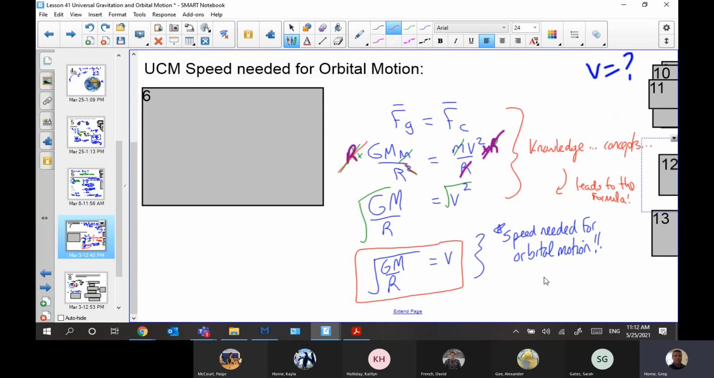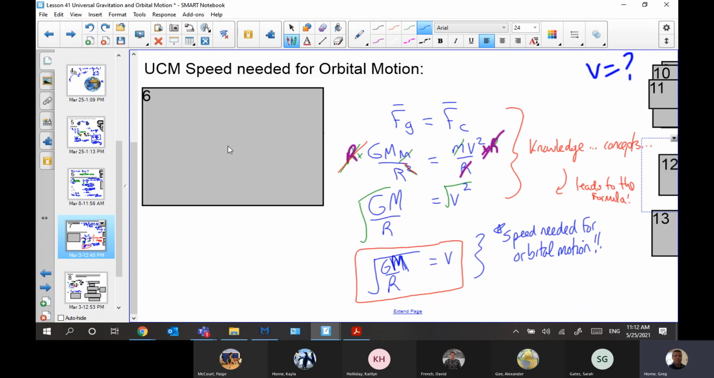there's your speed for orbital motion, which is a pretty slick result, right? Root of GM over r. So if you have a different planet, this is a capital M in here. Try to make that be more obvious as a capital M, right? But this is just the mass that you're orbiting around, the radius of the orbit, and so on.